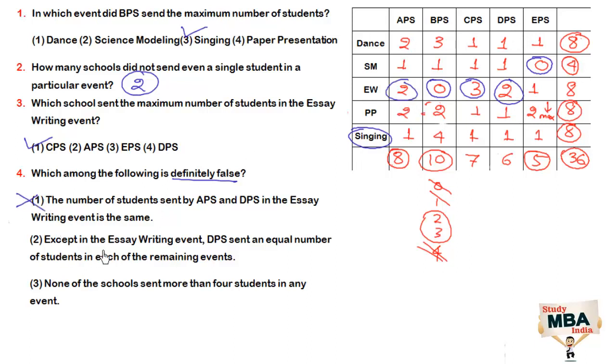The second option is that except in the essay writing event, DPS sends an equal number of students in each of the events. So except in essay writing, DPS is sending an equal number of students in each of the events, as we can see. So again this is true. So this cannot be the answer. The third option is that none of these schools sends more than 4 students in any of the events, which is also true, as we can see that 4 is the maximum number of students sent to a particular event by a particular school. So obviously this is also correct. So this is not the answer. So the fourth option is obviously none of these. So this is the option.